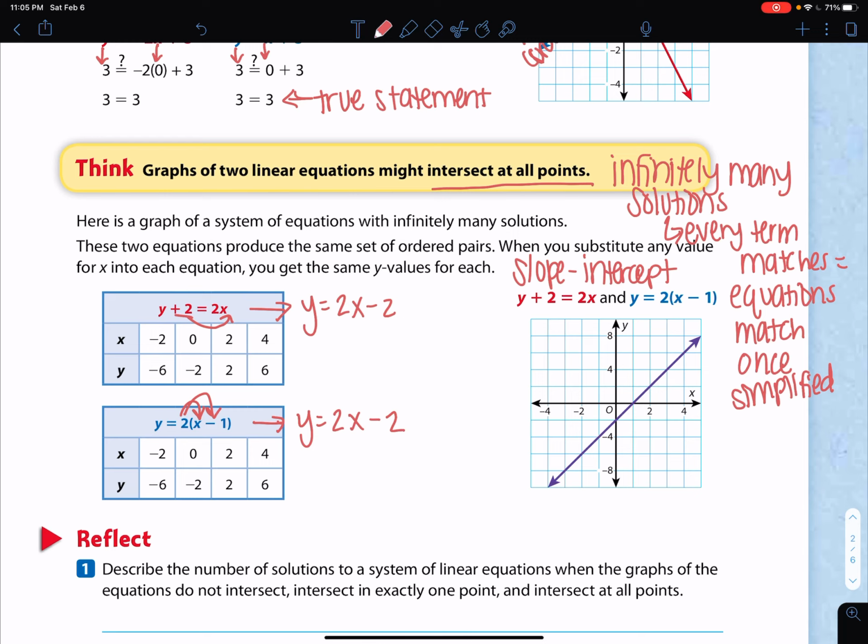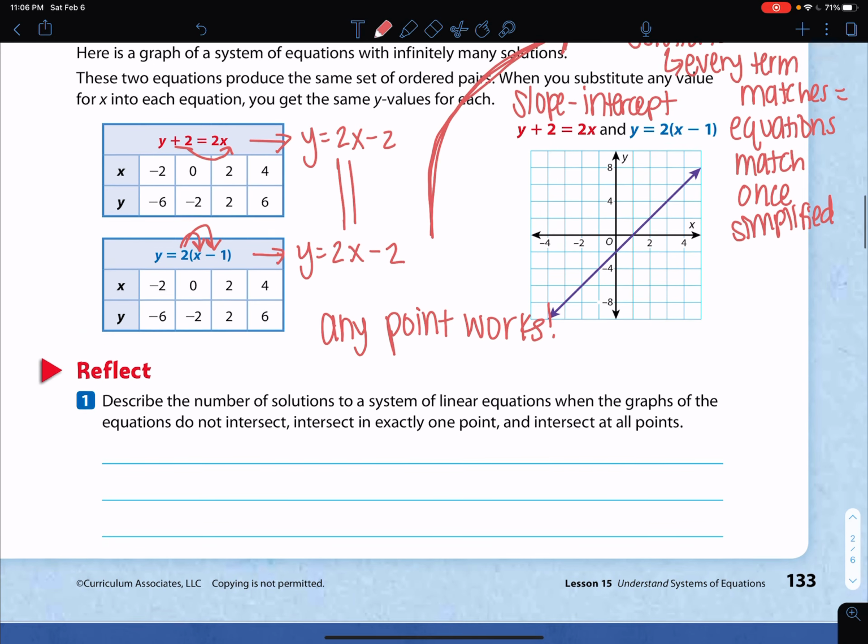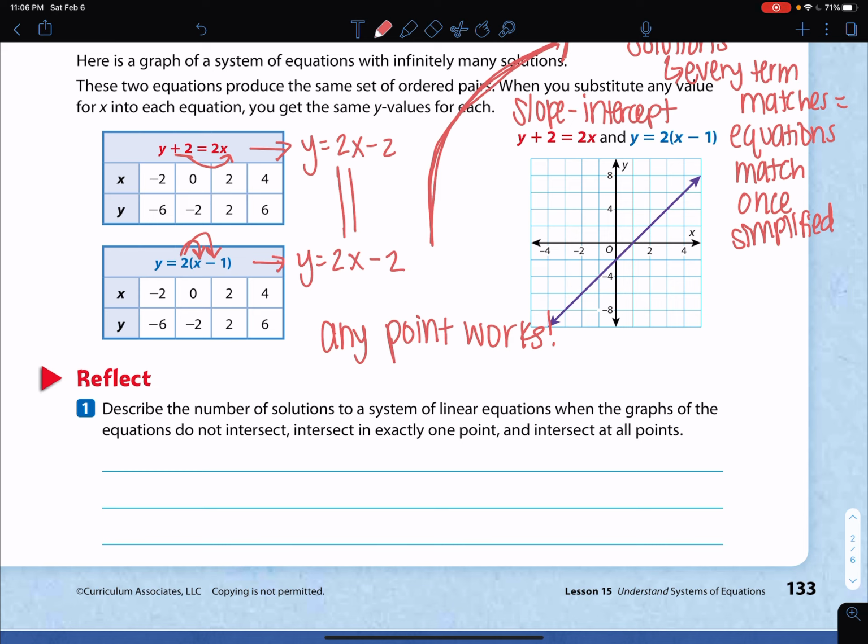So of course you see that they are the exact same. They are equal to each other. Since they're equal to each other, every term matches. So the equations match, of course, which gets us back to these being infinitely many solutions. Any single point we choose will make this a true statement. Okay. All right. So any point works. All right, and I will leave this reflect question to you. Thank you.